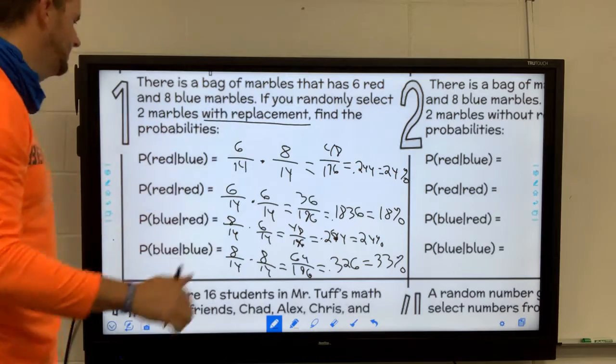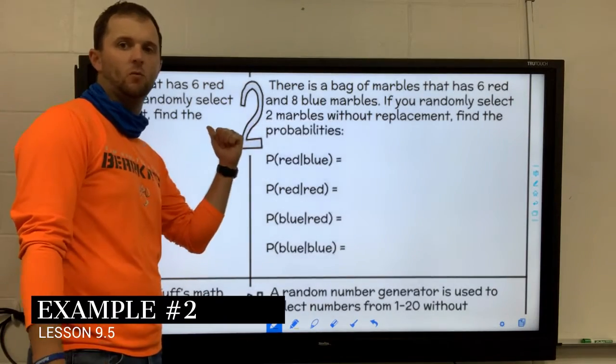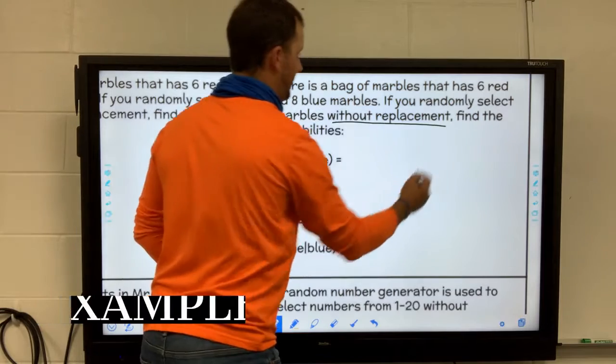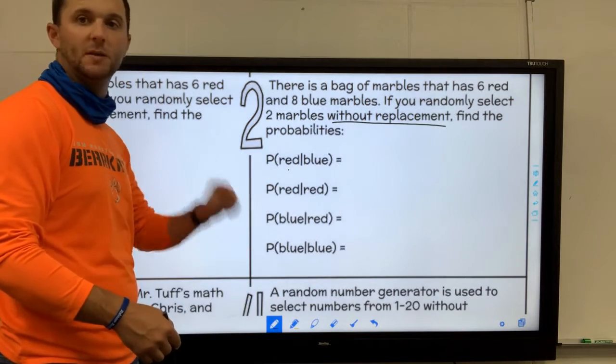Okay, so let's jump over to example number 2. Look at example number 2. So it's basically the same situation as example number 1, but this time we are not replacing, okay? So right now, what's the probability of getting a red and then a blue? That's basically what that means.